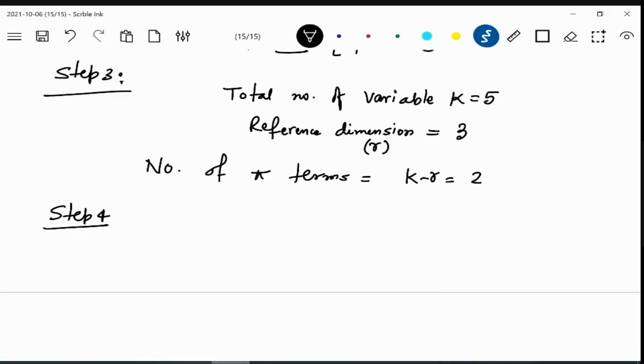In the fourth step, I have to select the repeating variables and non-repeating variables. Generally repeating variables are selected from the input variables. In this case, delta PL, that is pressure gradient, is your output variable, so it will not be a repeating variable. We have to select repeating variables from d, rho, mu and v. From these there are 4 variables.